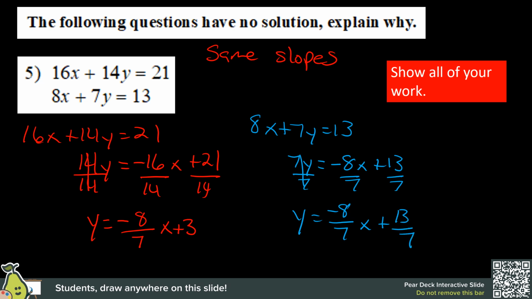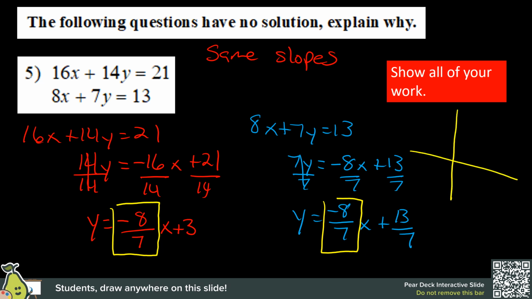What we're looking at is the slope. These slopes are the same. So what we did here is we're proving that these two equations are going to go in the same direction. If we were to graph this, we would actually see something where one line would go like this, and another one would come through here, and they would never touch.